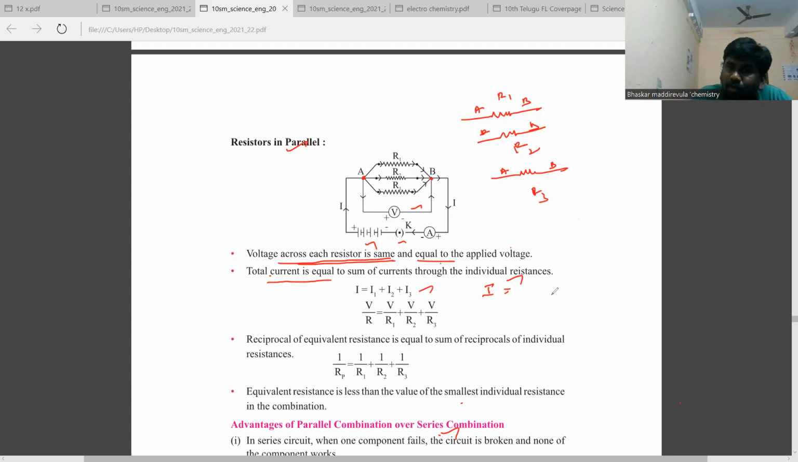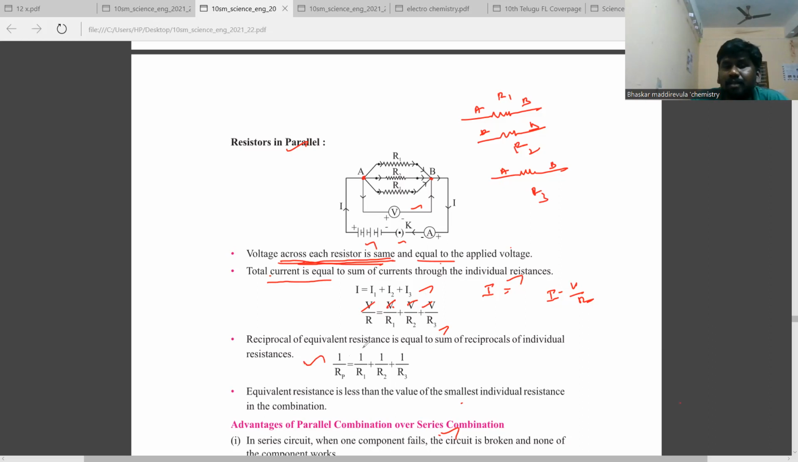So we know I equals V by R. Then substitute the I value everywhere: I1 equals V by R1, V by R2, V by R3. Why are we keeping V here? Because the voltage is the same in every case. That's why we cancel the voltage.